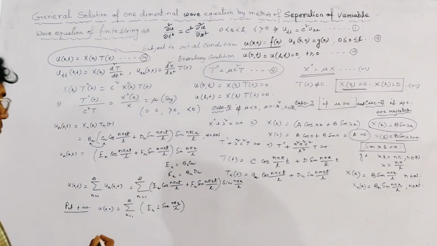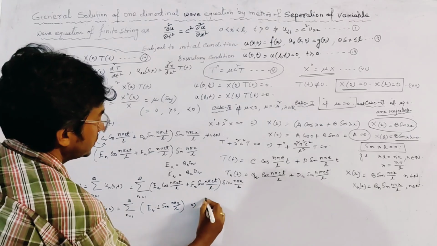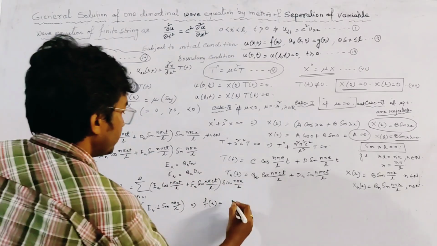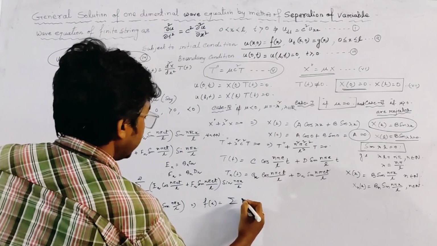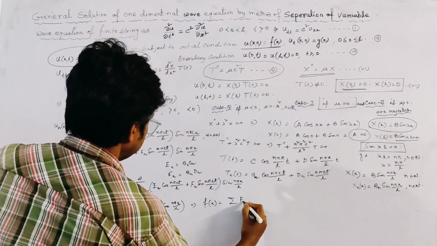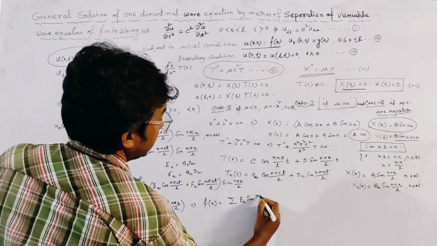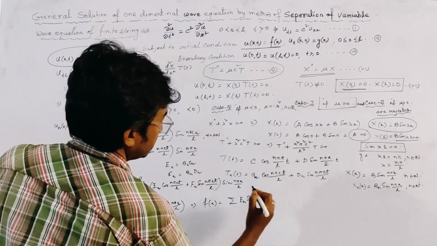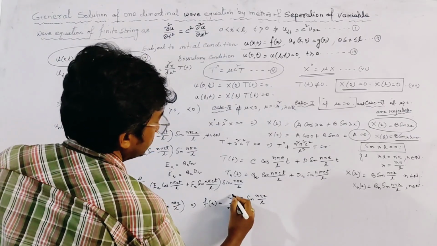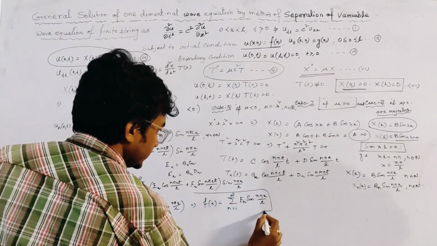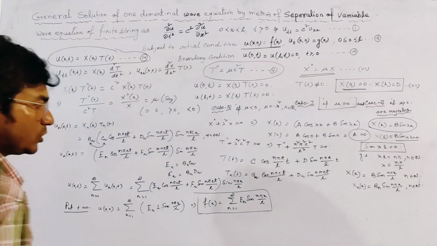That is, we get f(x) equal to the summation of e_n sin(n pi x by L), n equal to 1 to infinity. Okay, we get one relation. This is a very important relation of the solution.